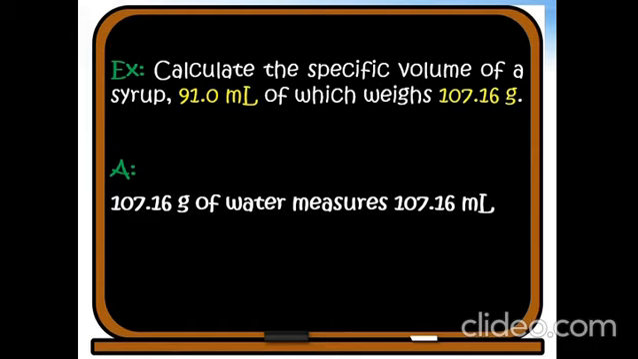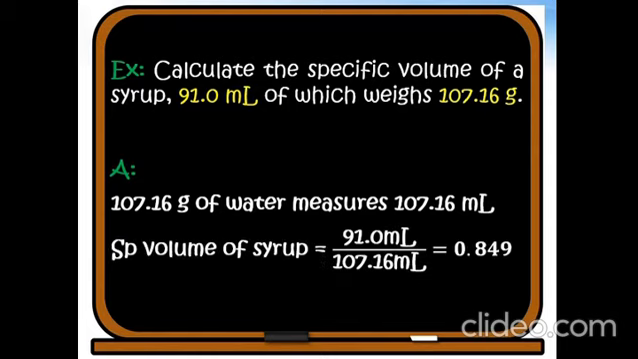Actually, 107.16 grams of water measures 107.16 ml. You need to figure out the volume, because specific volume is the ratio between the two volumes. You just do the calculation. 91.0 ml is the volume of the syrup, and 107.16 ml is the volume of the water with the same weight. And finally, you get the specific volume of this syrup is 0.849.